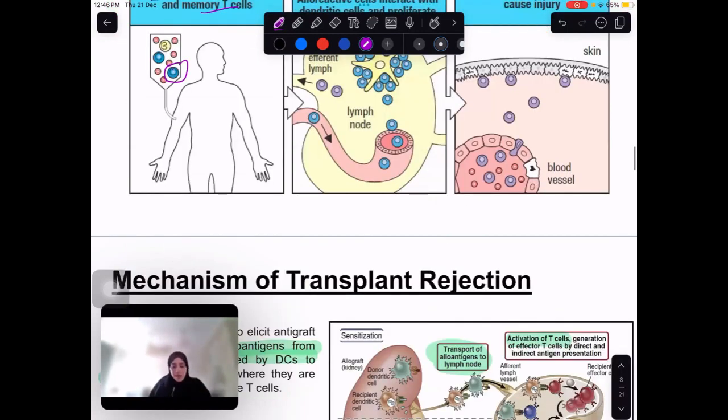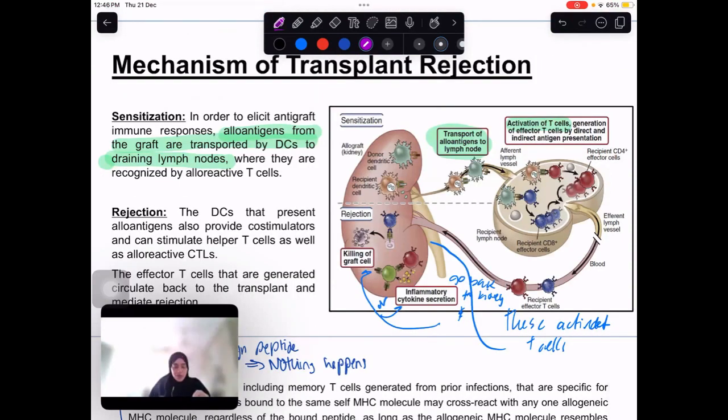Now, the mechanism of transplantation: first, there's the sensitization and rejection. The sensitization is basically the recognition. If we remember in the hypersensitivity lecture, the video before it, in type 1 hypersensitivity we mentioned the sensitization and challenge. The sensitization is the preparation, just preparing the complex. And here, it's also only preparation.